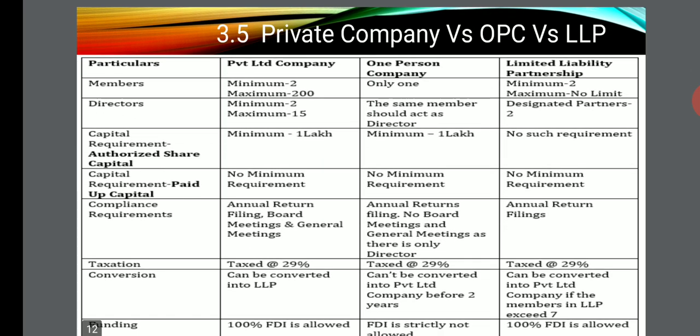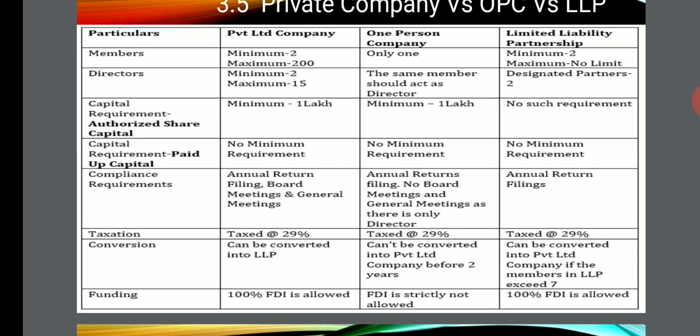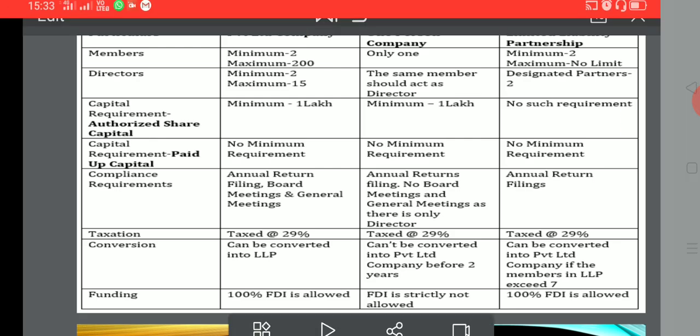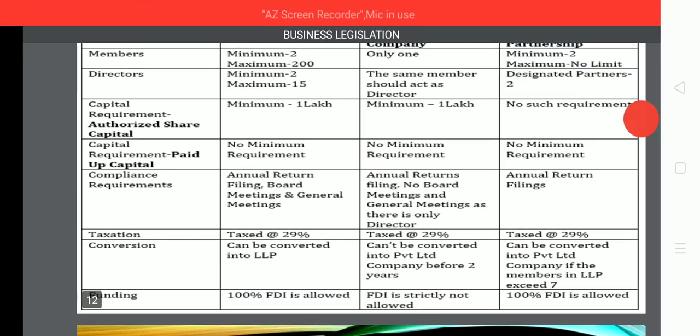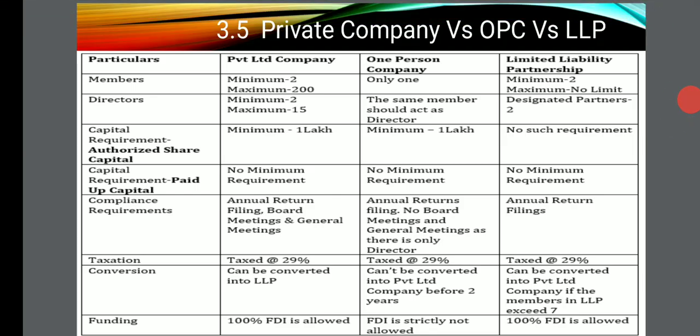Now, private company versus OPC versus LLP. LLP is limited liability partnership. Members: minimum members in case of private limited company is 2. In one person company, it's only one. Limited liability partnership, it's two. Maximum is 200 in case of private limited company, one person company only one. Limited liability partnership, maximum is no limit.